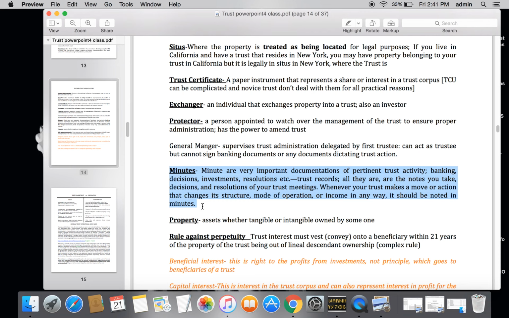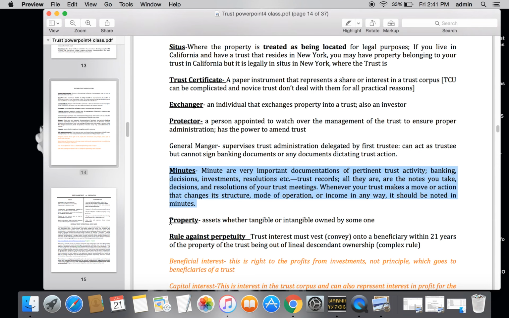The minutes are the notes that you take, the decisions and resolutions of your trust meetings. Whenever your trust makes a move or action that changes its structure, mode of operation, or income in any way, it should be noted in the minutes. Major changes, major adjustments to your trust should always be notated in your minutes. And your minutes are private if you have a private trust. Let me make that clear. If your trust is private, common law, foreign, what have you, your minutes are private and they are not subject to court subpoena, especially if no one knows what your minutes are. All right.